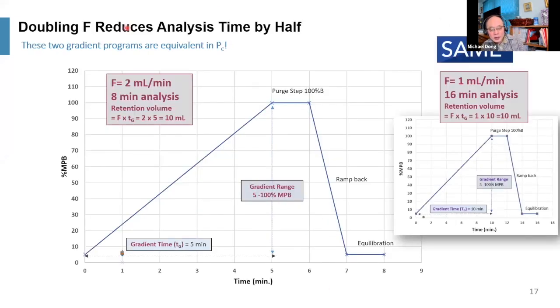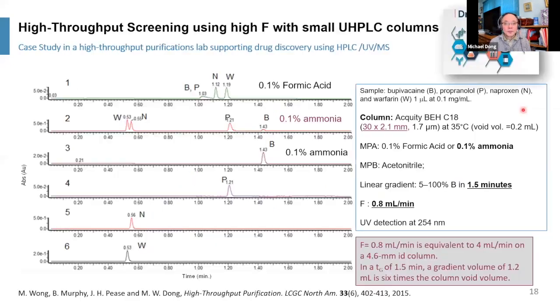So I'll show you one example. Remember we showed an example of a 10-minute gradient with a total run time of 16 minutes. I can do the same gradient and have the same peak capacity if I use 2 mL per minute. I can do it in 8 minutes, because then my gradient time would be 5 minutes. It's equivalent because the gradient volume, which is the gradient time times the flow rate, is equal to 10 mL, the same as the 10-minute gradient.